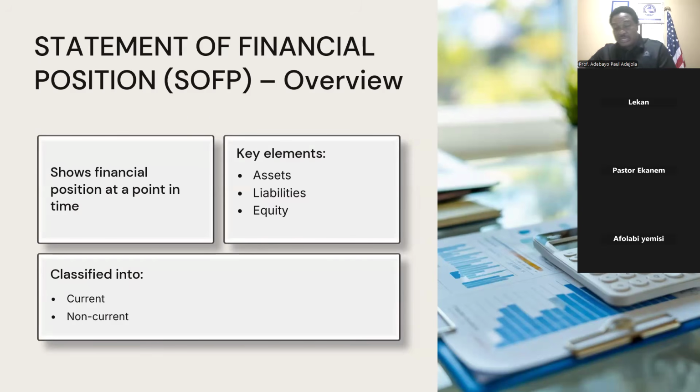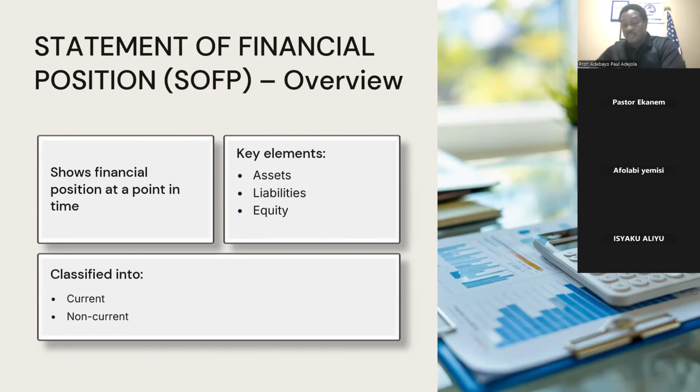For those of us who were in class a couple of weeks ago, while in Nigeria, I said again that it also means ownership must be equal to ownership. That's the accounting equation. So it shows financial position at a point in time. Key elements: asset, liability, equity, and it is classified into what? Current and non-current. That's when we say asset now, we talk of non-current assets.